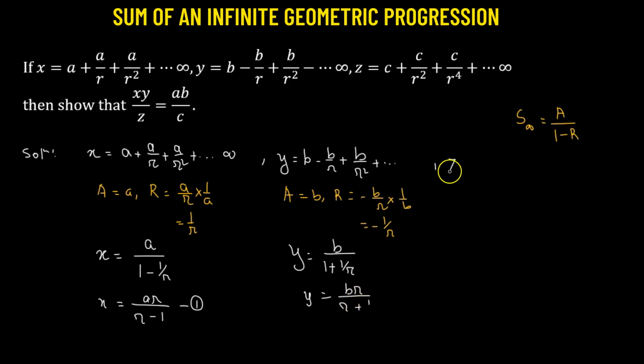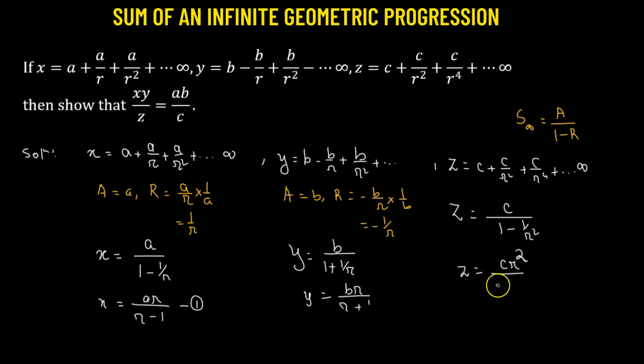Next, we have z, which is given by c plus c over r squared plus c over r to the power of 4, summing up to infinity. So z will be equal to the first term, which is c, divided by 1 minus the common ratio. So the common ratio will be c over r squared divided by c, which is 1 over r squared. So the z value will be equal to c times r squared divided by r squared minus 1. So we have obtained the values of x, y, and z in terms of the geometric series.